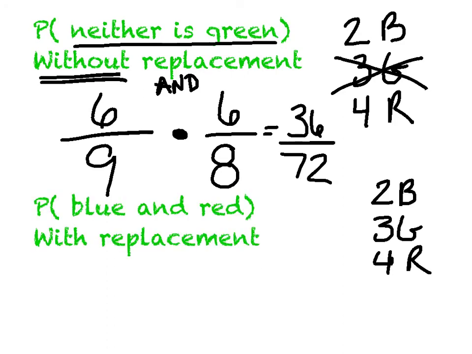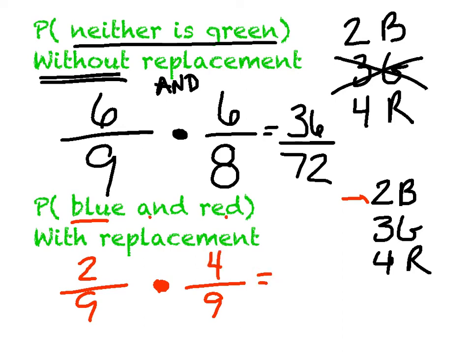All right, let's try one more. The probability that you pick a blue and a red with replacement. So after you pick it, you look at it, you put it back. All right, so how many out of the 9 are going to be blue? Well, if I look, that's 2 out of the 9 are blue. And means to multiply. And remember, you put it back, so you still have 9 to choose from. And this time you're looking for a red, so that's 4 out of 9. So I would say a total of 8 out of 81.